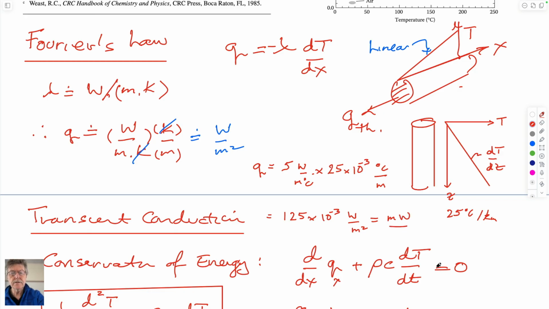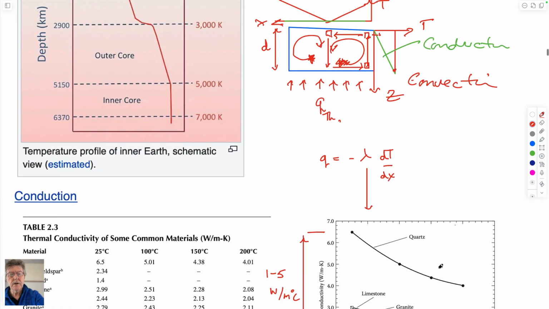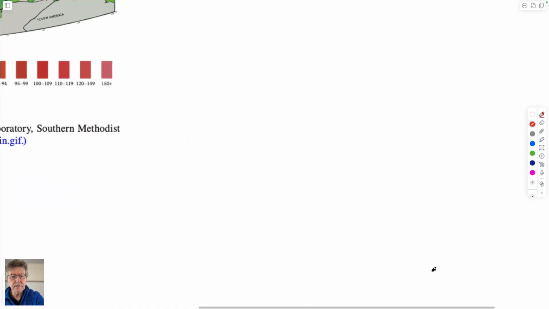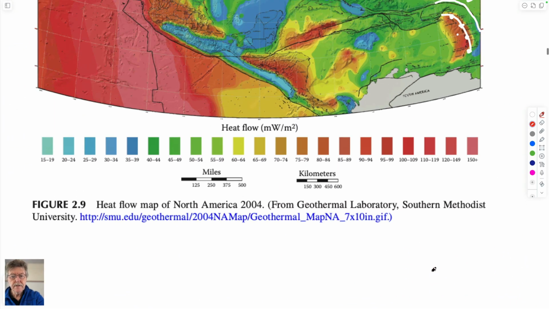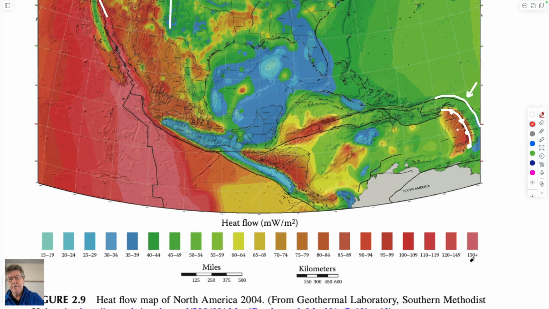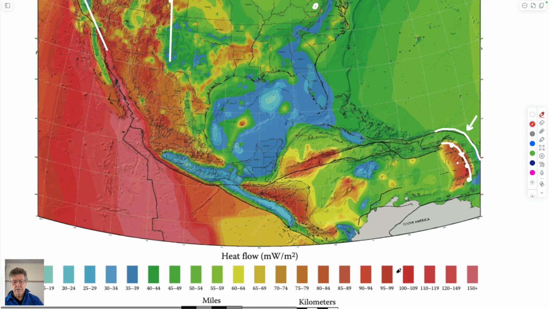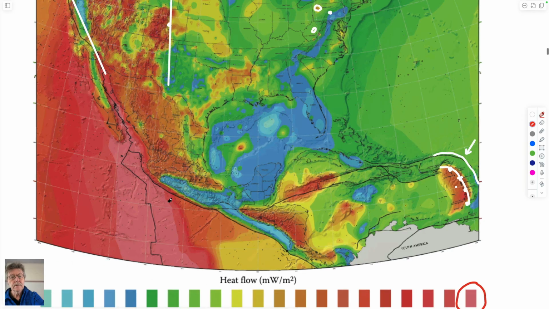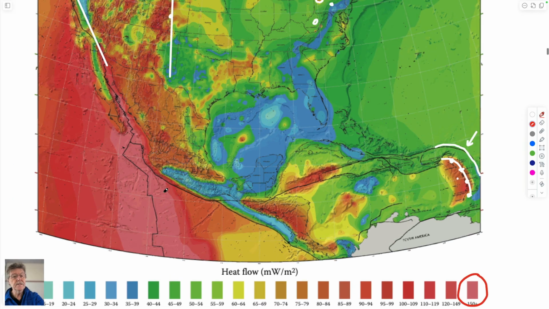And if you go back to looking at 125 milliwatts, perhaps you can't see that well enough. These are heat flow maps. This upper end of this is 150 milliwatts per meter squared. This is 15 to 20 milliwatts per meter squared. And so in regions where, depending on the material, I guess.